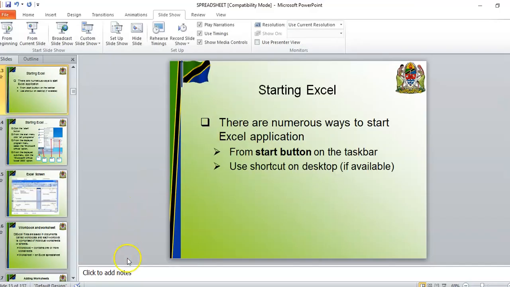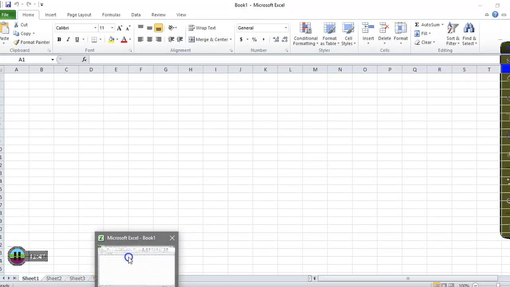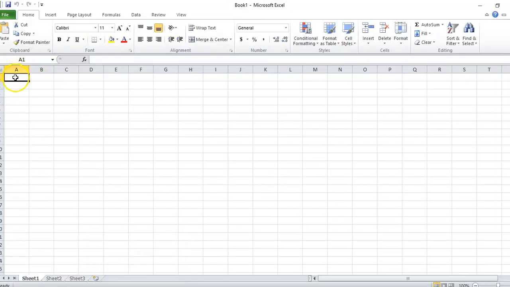Before I quit, let us see now. When you say cell address, is this one. For example, C2. This one is a cell address. This means this cell is in column C and the row number 2. So this is the cell address.